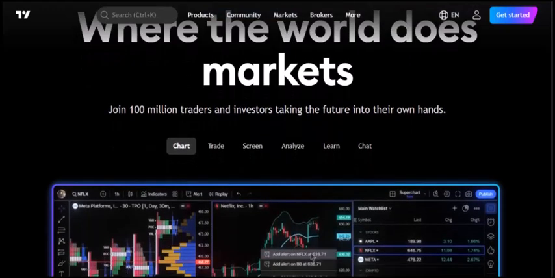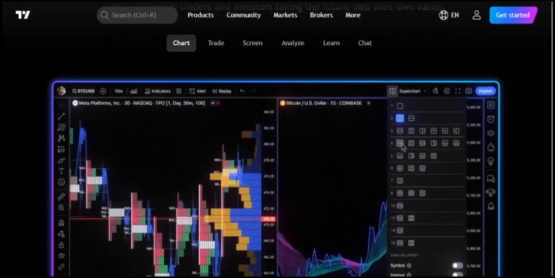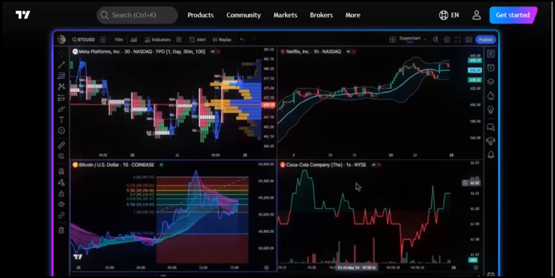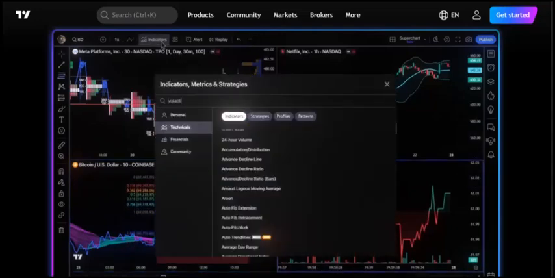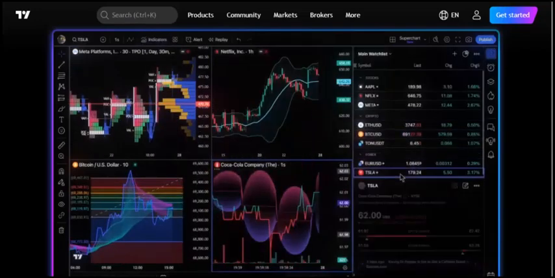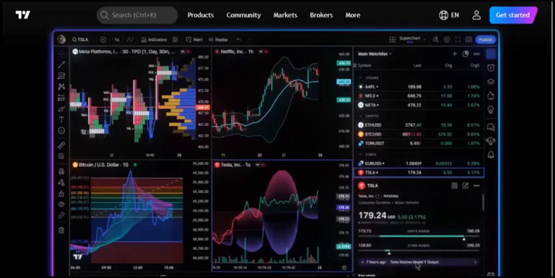The Relative Strength Index, or RSI, is another essential indicator. It measures the speed and change of price movements, identifying overbought and oversold conditions. Traders use RSI to anticipate potential price reversals, confirm trends, and avoid entering positions at unfavorable moments.